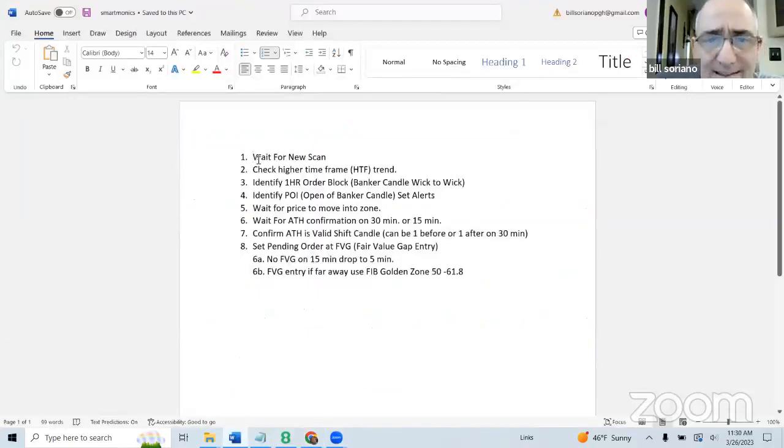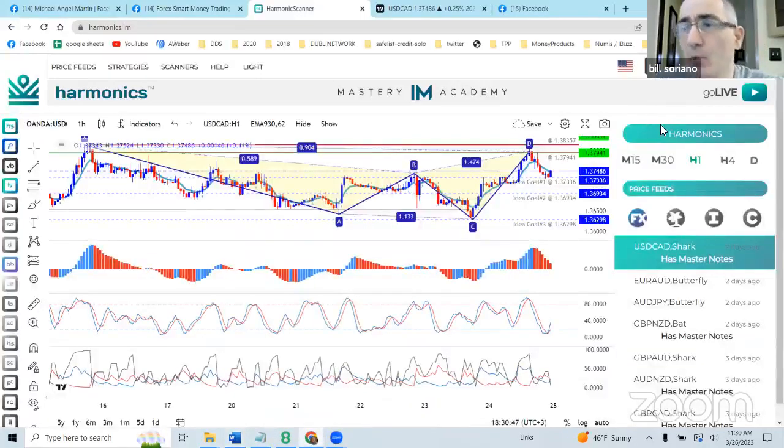So step one in this is wait for the new scan to come out. We use the 1 hour scans, guys. The reason we use the 1 hour is because it enables us to take our trades on as low as the 15-minute. Some people do go all the way down to the 5 minutes to take trades. I don't like to do that. I like to use the 30-minute and the 15-minute as my trigger charts, right?